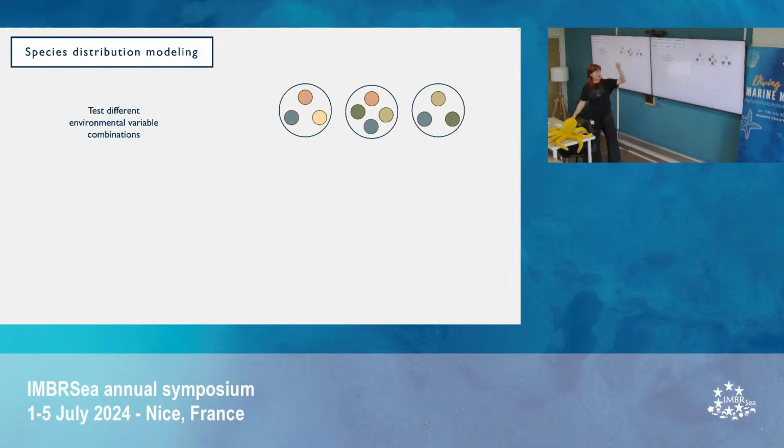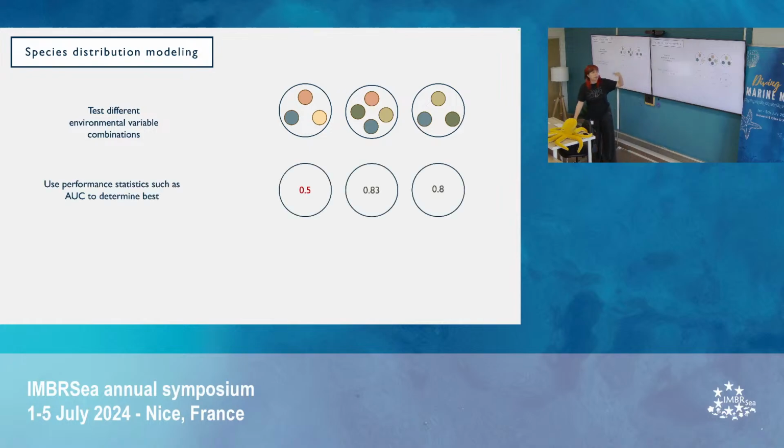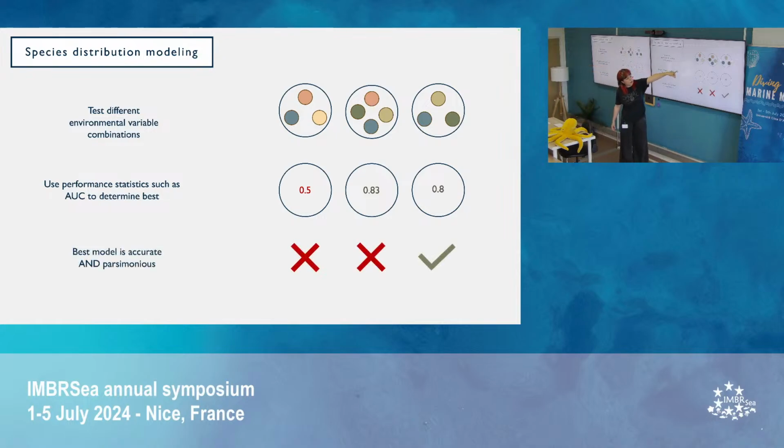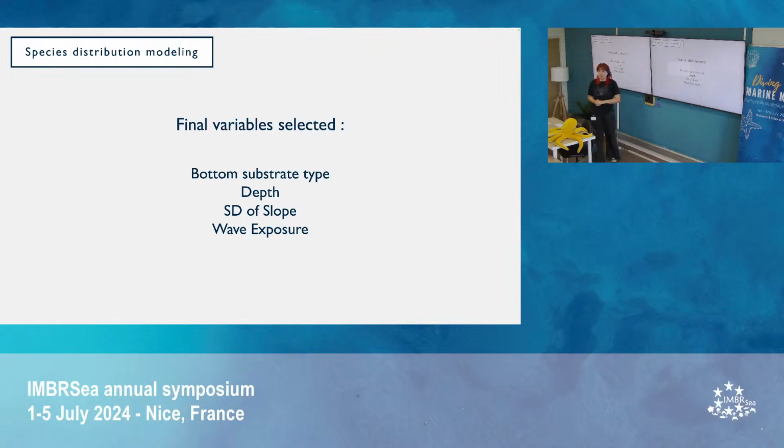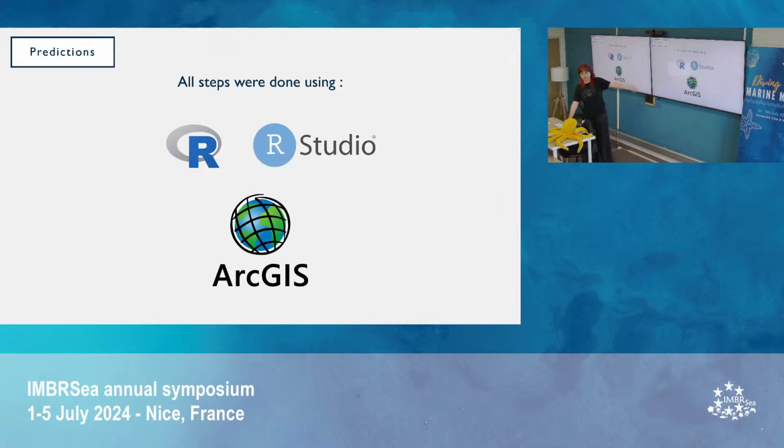So, like I said, we're testing different environmental variable combinations based off the assumptions that we have to respect. And then we're going to look at the performance statistics. So in this case, we have a bad model and then two very good models. And you might think we're going to take the one with the better AUC, but actually we're going to choose the one here on the far right because you're not losing a lot of performance, but you have one less variable, so it's much easier to interpret when it comes to the discussion. So you have to have an accurate and parsimonious model if ideal. The final variables I selected were bottom substrate type, depth, standard deviation of slope, and wave exposure, and all my steps were done using R, RStudio, and ArcGIS.